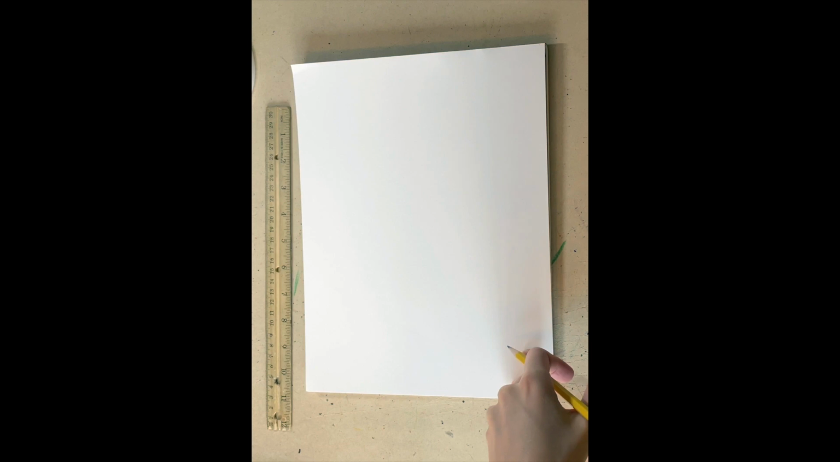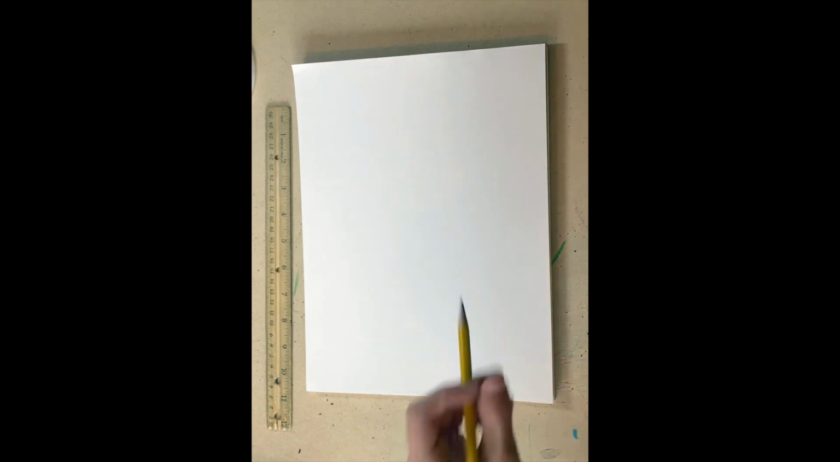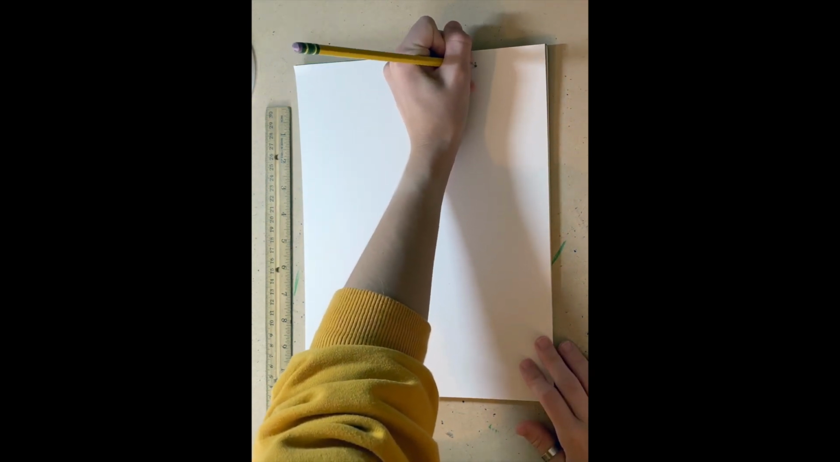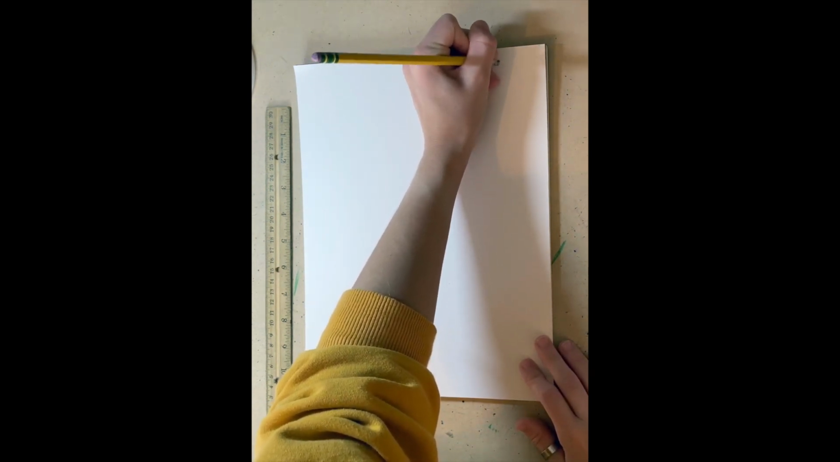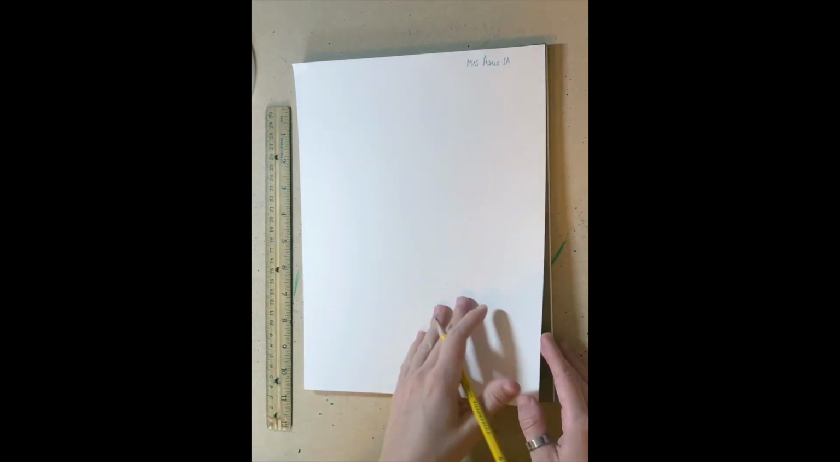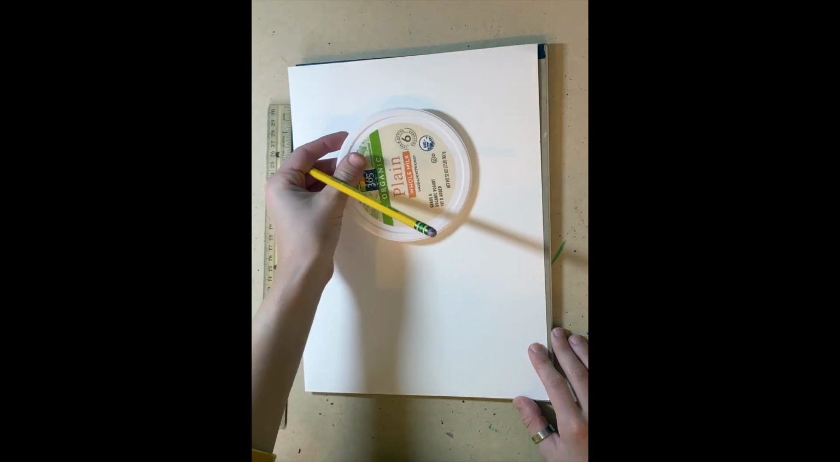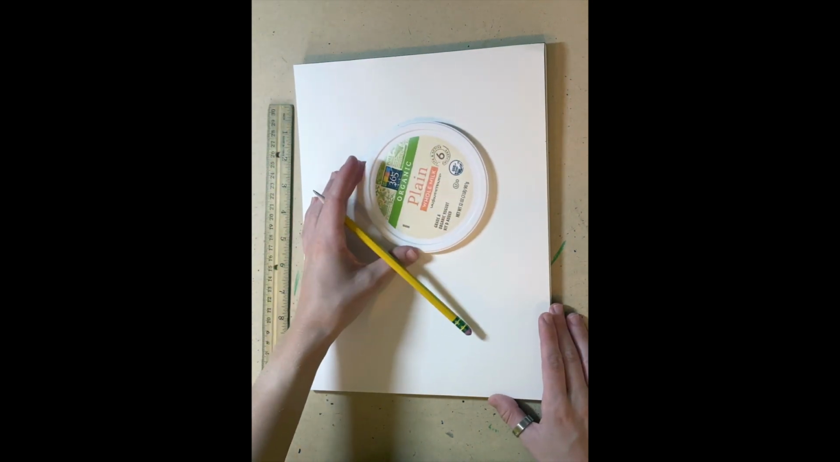Okay, so today we're going to create a cat using different shapes, and we're just going to use primary and secondary colors, and we're going to be creating some patterns. So first, you're going to leave your paper vertical, and you're going to write your name and class on the top of the paper. So I'm putting 3A.